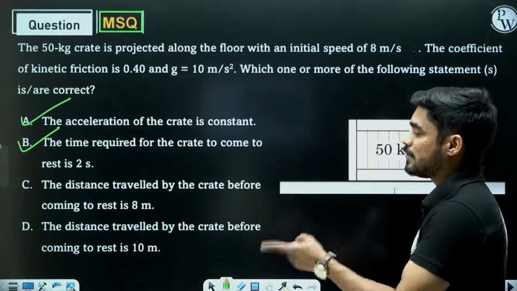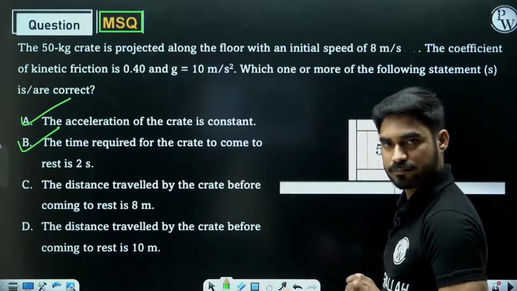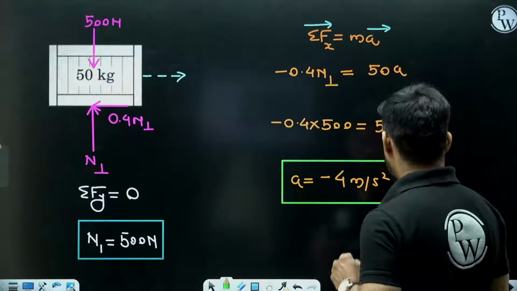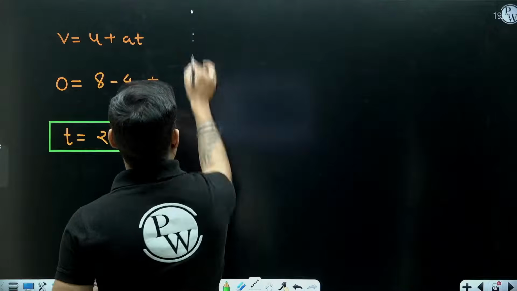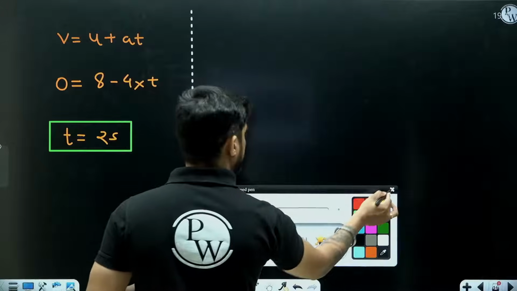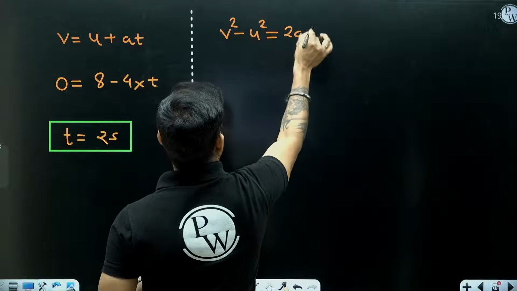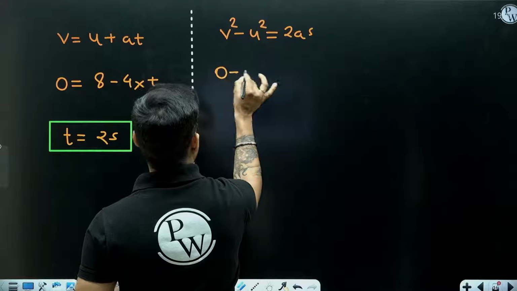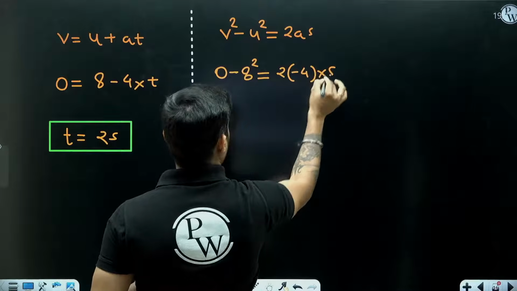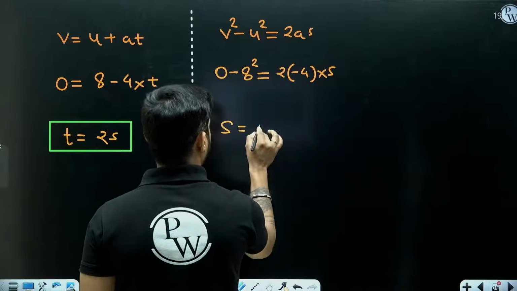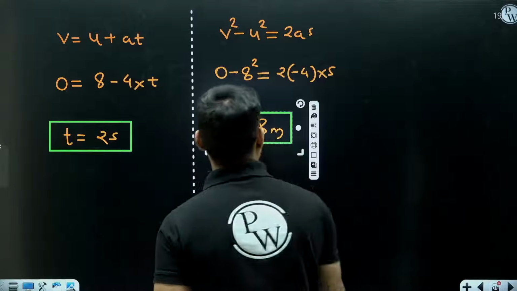Third statement: distance traveled by the crate before coming to rest is 8 meter. Distance traveled before coming to rest means the final velocity becomes 0. So we can use this equation, v squared minus u squared equals 2as. So final velocity is 0, initial is 8, acceleration is minus 4. So from here you will get the distance traveled before coming to rest. It is 8 meter, right?